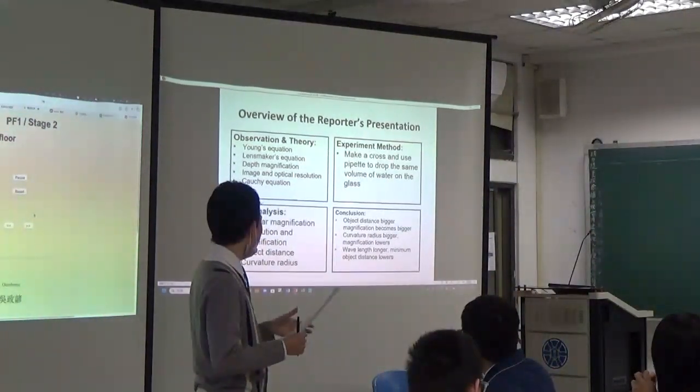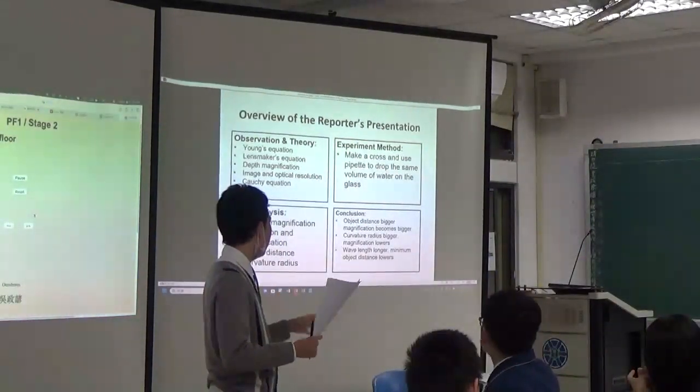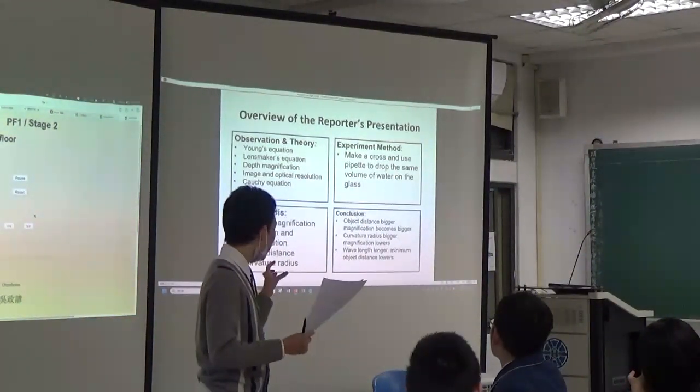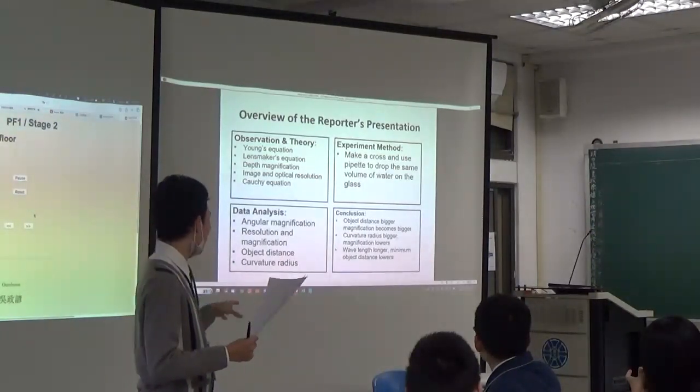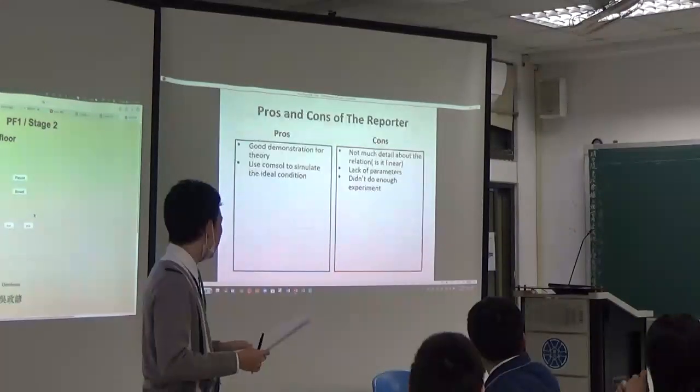In the conclusion, they think that the bigger the object distance, the larger the magnification actually is. When the curvature is bigger, the magnification is lower. And with a longer wavelength, the resolution decreases.